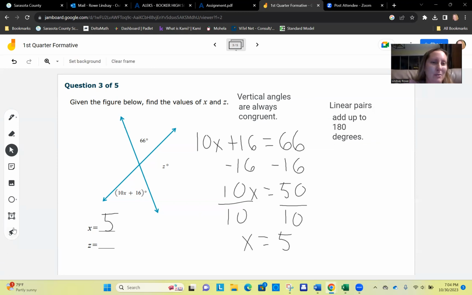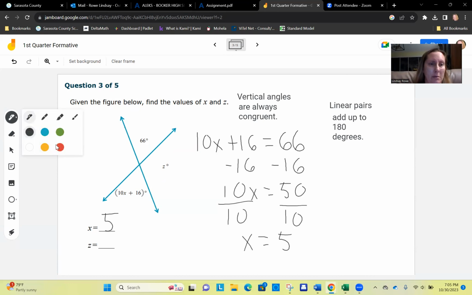180 degrees. So when two angles are next to each other on a straight line like this, that means they add up to 180 degrees. One way to remember that is all the way around is 360, so half of it would be 180. Also, these are also called a straight angle. When it's a straight angle, it adds up to 180 degrees.